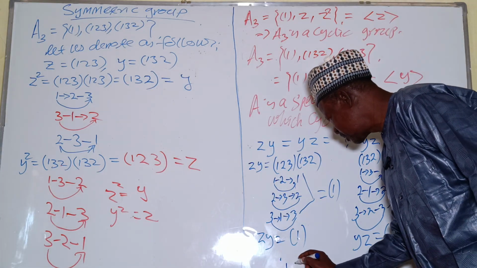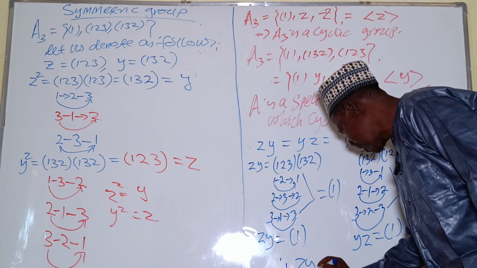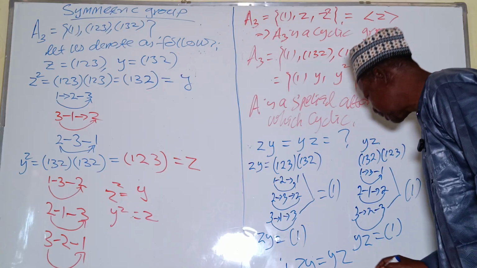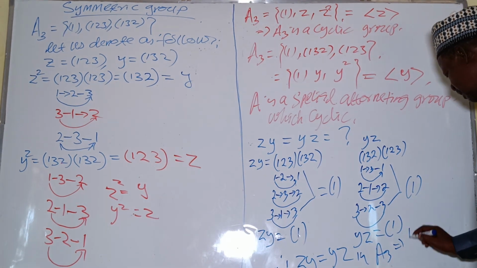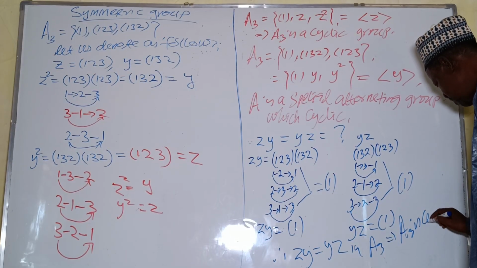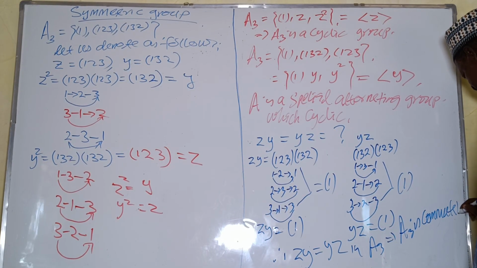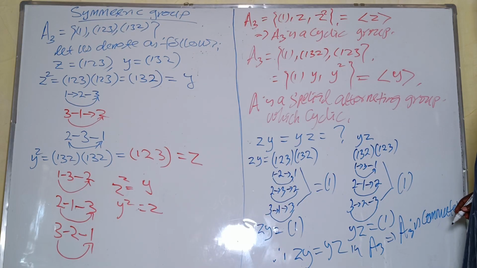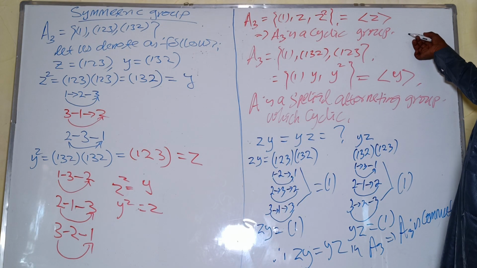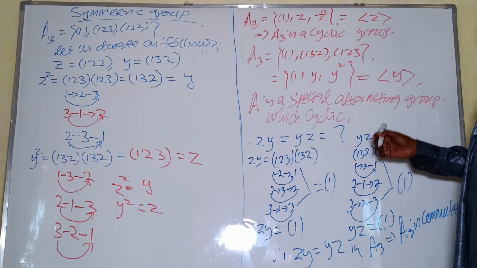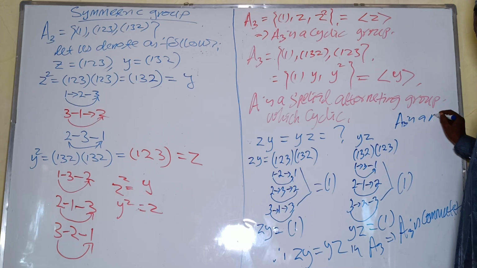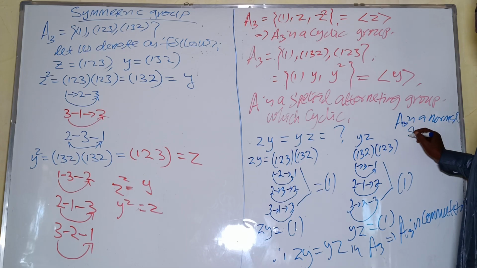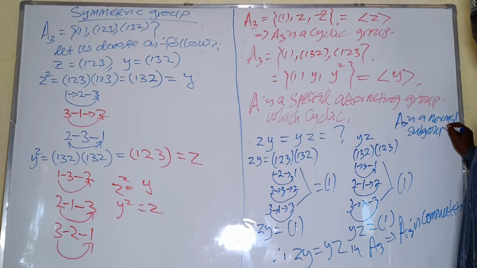So this shows you that ZY is the same as YZ in A3, which implies A3 is commutative. And what it shows generally is that A3 is a normal subgroup of S3.